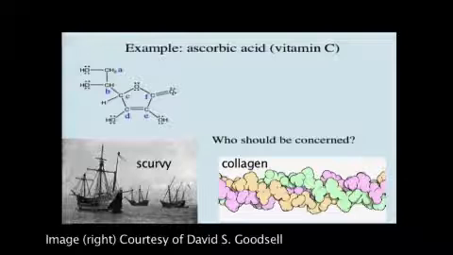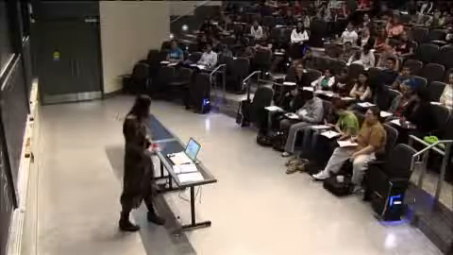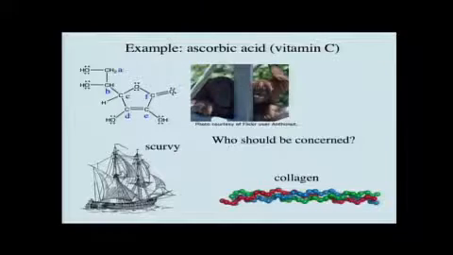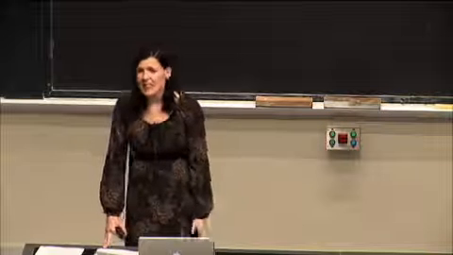But who should be concerned about suffering from scurvy? Do we have to worry about our cats or our dogs at home? Are they getting enough of their vegetables and vitamin C? It turns out we don't have to worry. Primates are who should be concerned. So we need to be concerned. Other primates need to be concerned. It turns out that most other mammals actually biosynthesize vitamin C, so we don't have to worry about most of our pets at home.